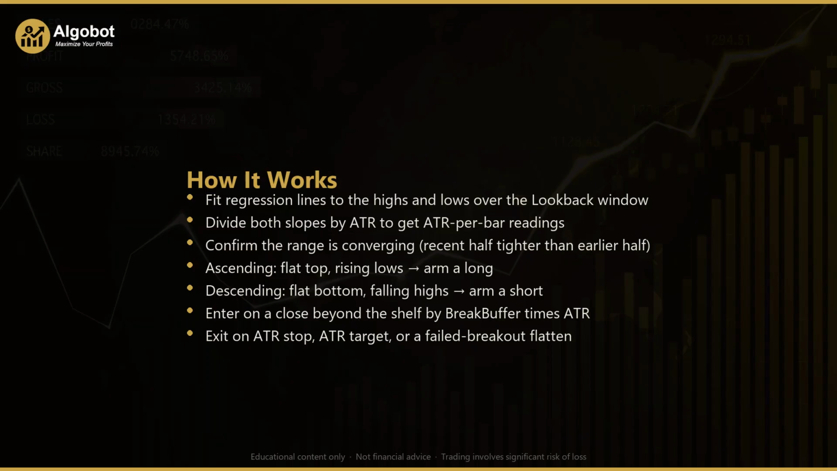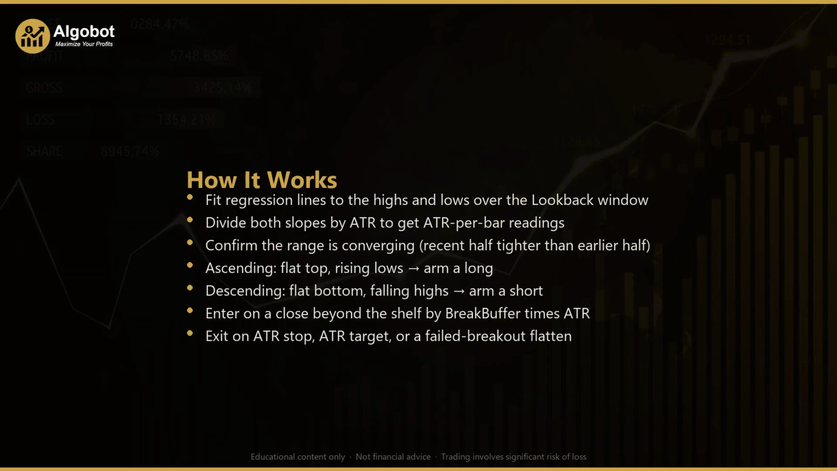Next comes the convergence test. The strategy measures the high-to-low span of the earlier half of the window and the span of the recent half. It only proceeds if the recent half is narrower than the earlier half multiplied by the converge ratio, which defaults to 0.75. In plain terms, the range must be squeezing in.